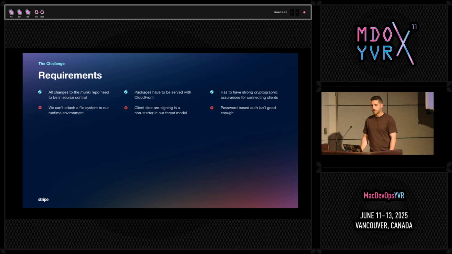We need to have all changes in the repo under source control. You build it in CI, it becomes an artifact. Take the artifact, deliver it to your system, deploy it out many times. Because of that, we can't really ship a file system.